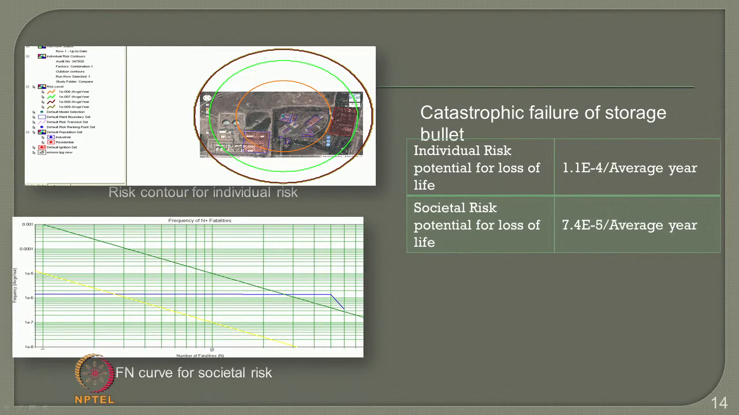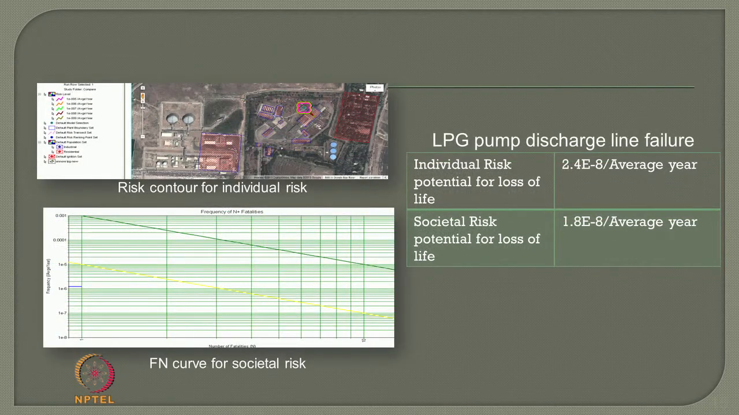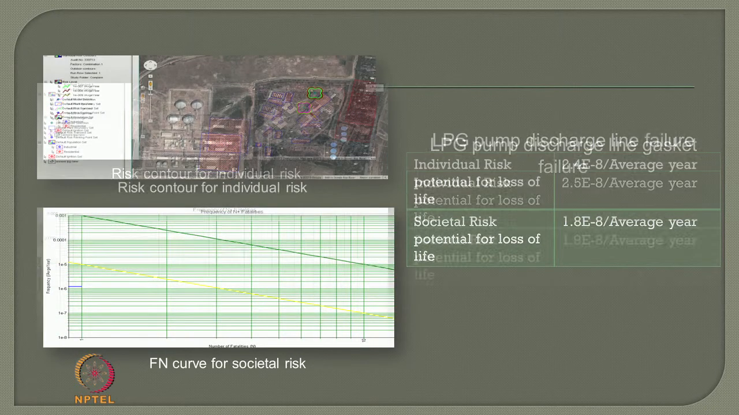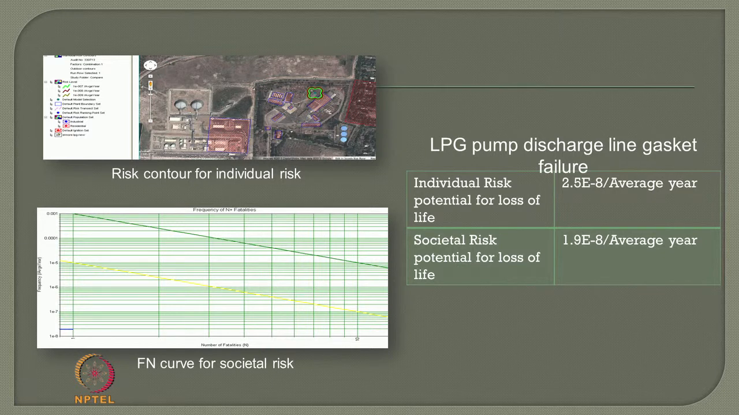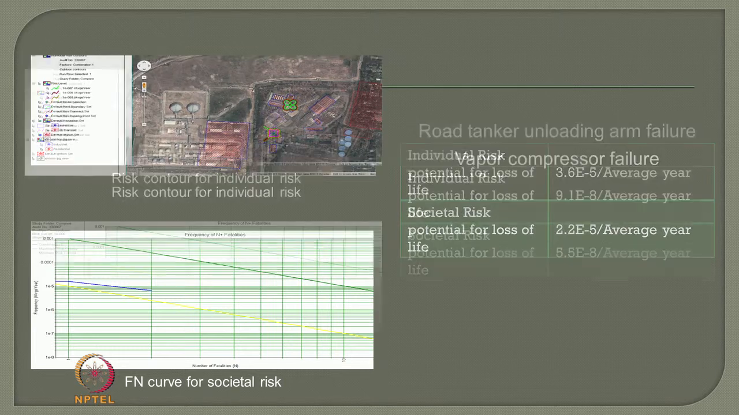For example, the red one here shows the contour of failure risk level of 1 × 10^-6 per average year, and you are able to arrive at the catastrophic failure of the storage bullet for individual risk for the potential loss and societal risk based upon what you see from this table here for different modes of failure. For example, for road tanker failure, for LPG pump discharge line failure, for LPG pump discharge line gasket failure, and for road tanker unloading arm failure, one is able to identify the societal and individual risk as an outcome from this software.